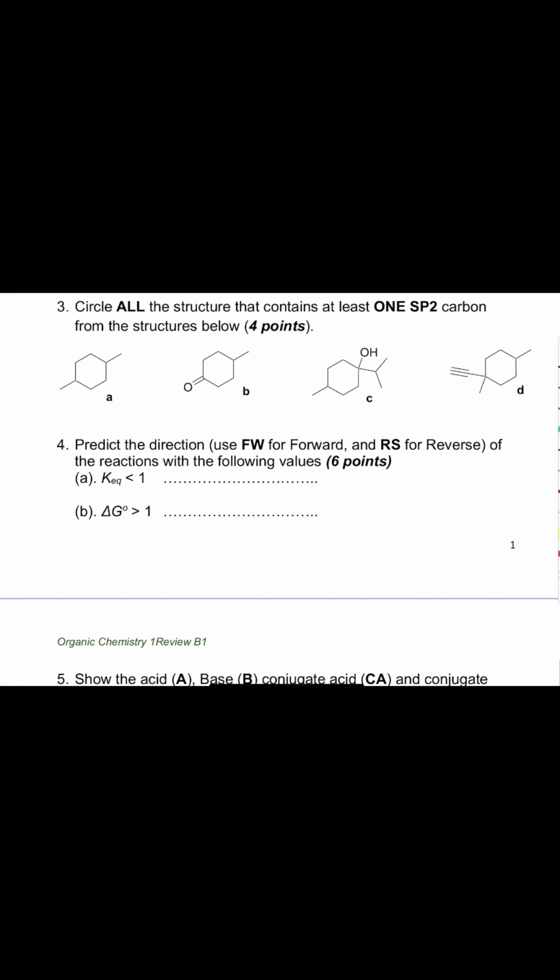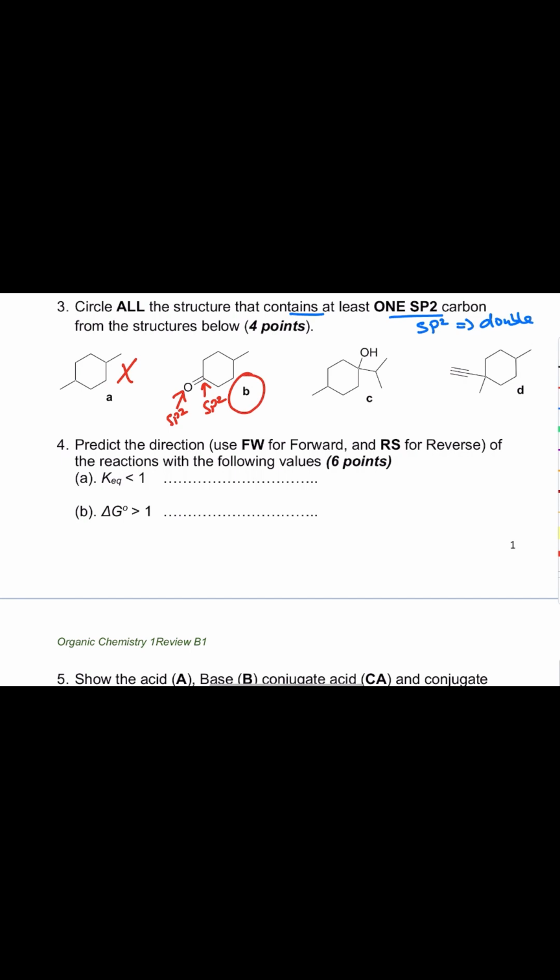Now question number 3 says circle all the structures that contain at least one sp2. Remember, sp2 must have a double bond. So all the structures that have sp2 carbon. So when you look here, there is no double bond, so no sp2. Here, that carbon will be sp2, same with that oxygen, sp2.